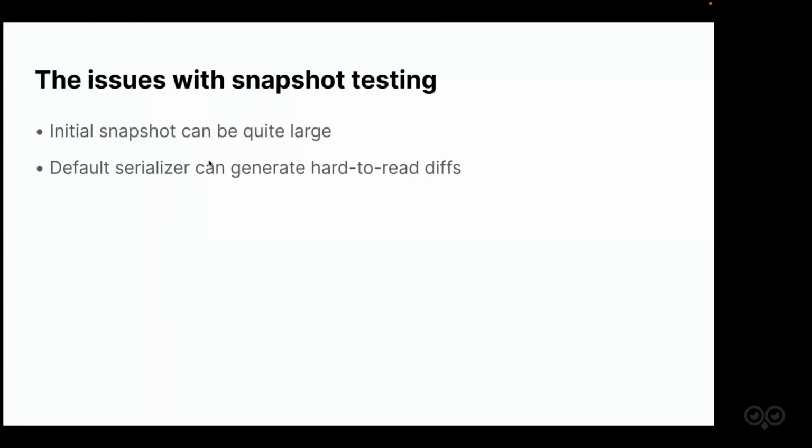And that's actually the second point that I had here. The default serializer can be a little bit confusing when you're reading the diffs between what's expected and what was received during your tests.